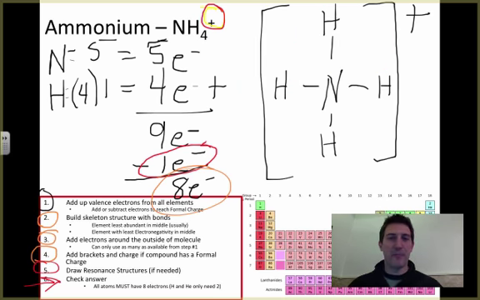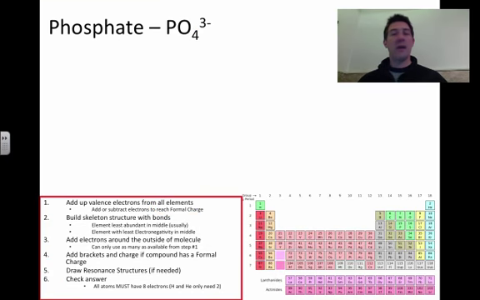Here's the cleaned up version of what we just did. Notice we have the plus up above our brackets to show that this whole thing, everything that we drew inside these brackets, is missing 1 electron. 1 electron had to go away in order for this to form. Okay, phosphate. So what happens if we have a negative ion?